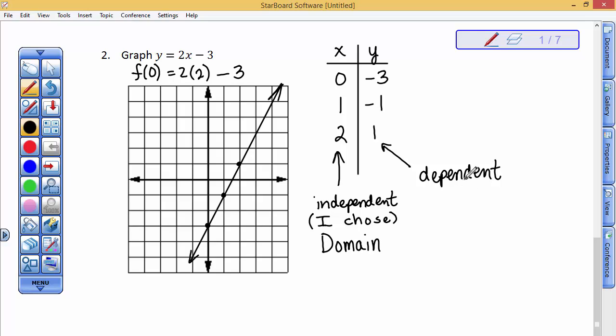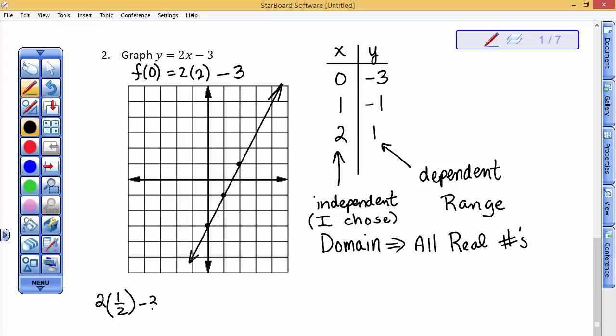And I want you to know that for any linear function, the domain is all real numbers. The domain of any linear function, all real numbers. You can put anything in for x. You could put negative numbers. You could put positive numbers. We put 0 in. You could put fractions in there. You can take 2 times 1/2 minus 3, and 2 times 1/2 is 1, and 1 minus 3, and you get an answer. So all real numbers for the domain, and then the range of a linear function is all real numbers as well.